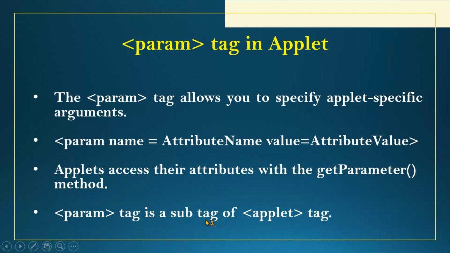Now the param tag is a subtag of the applet tag. So you are not going to write the param tag separately. You need to write it as part of the applet tag, then close the applet tag. So this is some information about the applet lifecycle and some additional information about applets with some attributes and tags.